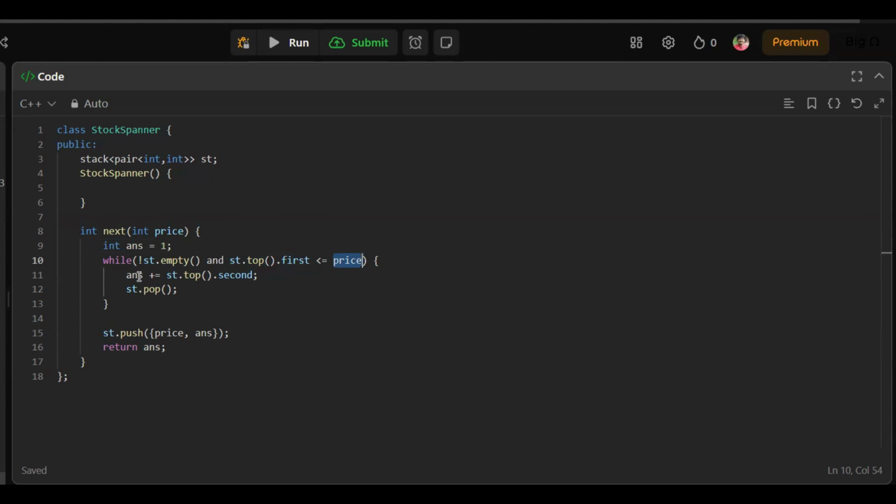That's why we have to add the corresponding second element of the top element to the answer and remove the top element of the stack. Now after that, we have to insert the pair of price and answer to the stack. Finally, we have to return the answer. I hope you understood the code.